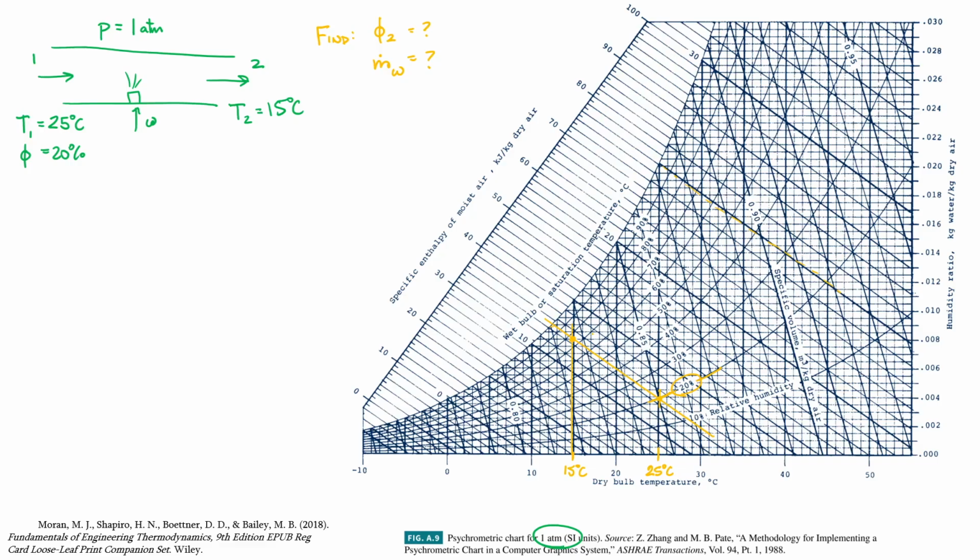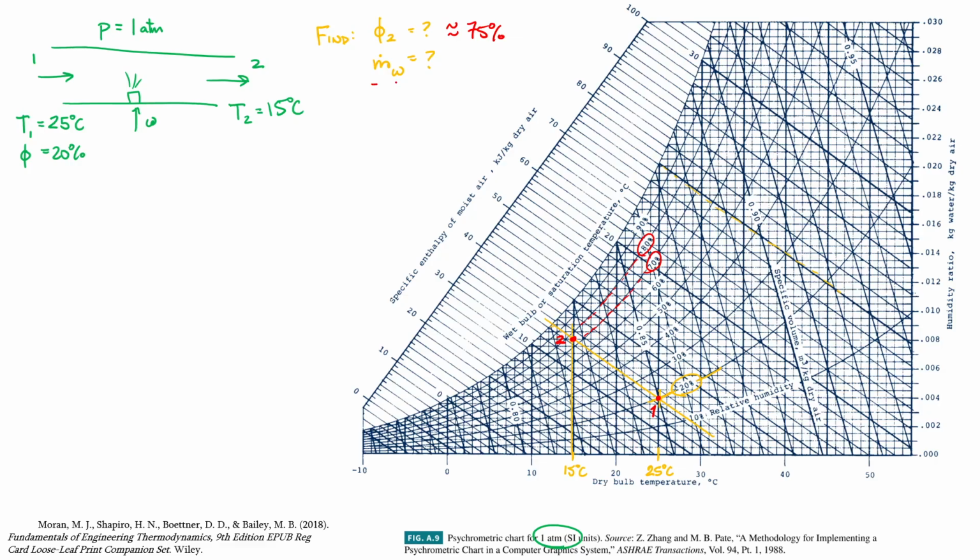So let's make this red. I think that'll be a little bit more visible. So my final point is right here. My initial point is right here. So this is time 1. This is time 2, or inlet and outlet. And what I can do is I can see that time 2 is happening here about halfway between 70 and 80. So I would say that the relative humidity at 2 is pretty easily approximated as about 75%.